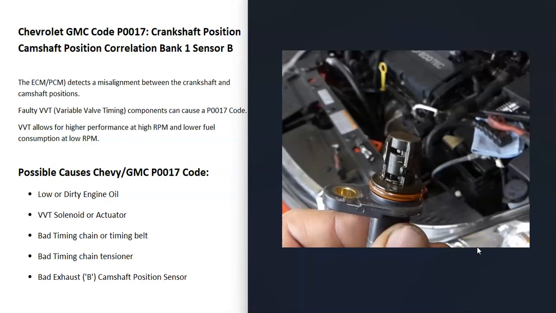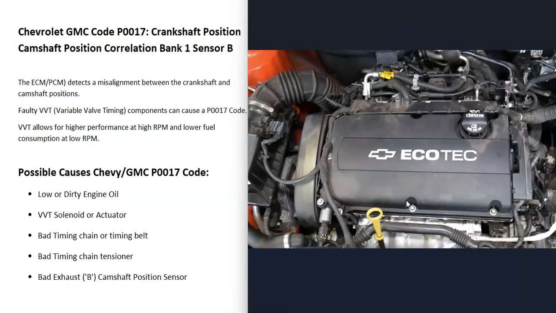Well, there are different sensors that allow the computer to monitor the timing of the vehicle. There'll be a camshaft position sensor, which monitors the camshaft, and there's also a crankshaft position sensor that monitors the crankshaft as it spins. For some reason, the computer's seeing there's an issue between these sensors. This is mainly with camshaft sensor B, which is going to be the exhaust side of the engine. The intake camshaft position sensor would be A, but the B camshaft position sensor is going to be the exhaust.